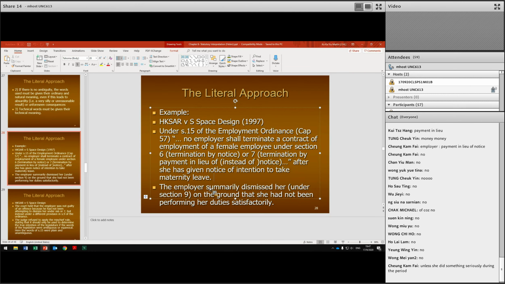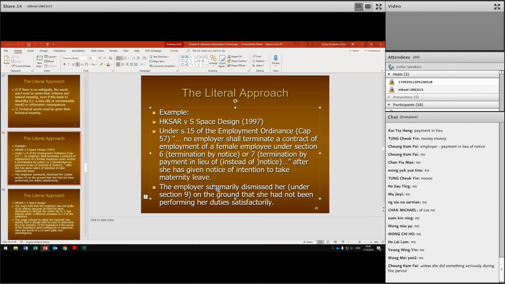Summary dismissal usually means simple. It means that there's no need for the employer to serve any notice or to pay any payment in lieu of notice under such circumstances. It's defined under Section 9. Altogether, we have 4 grounds for summary dismissal, for example, dishonesty, or willful disobedience of the lawful order of the employer, etc.